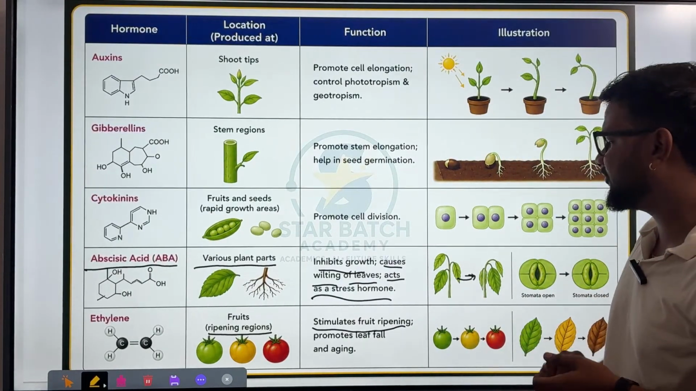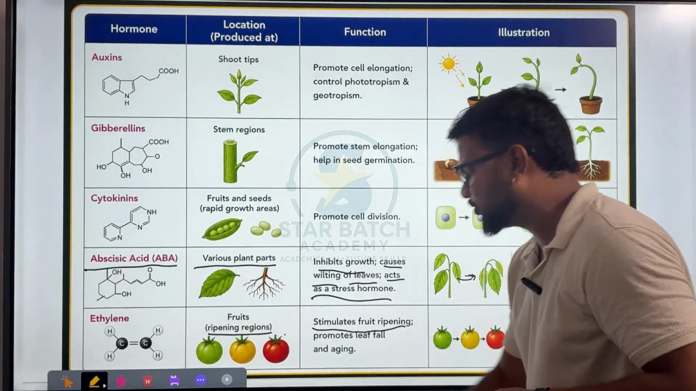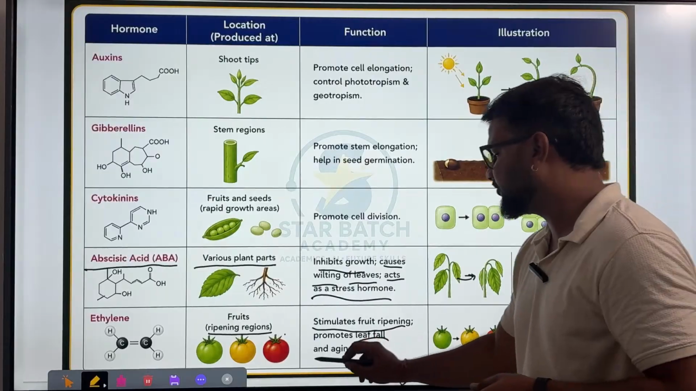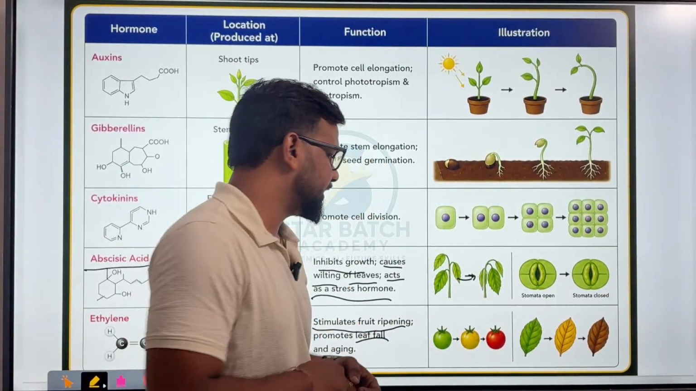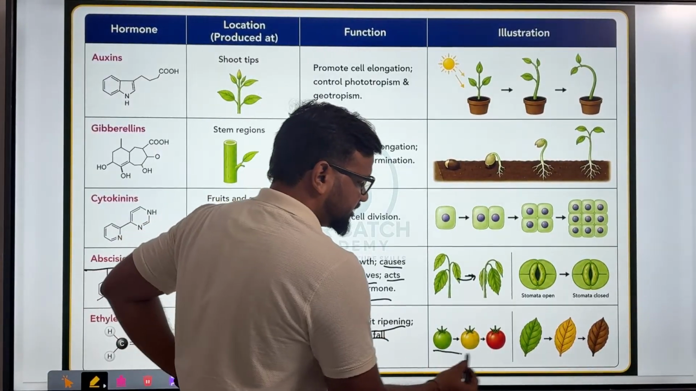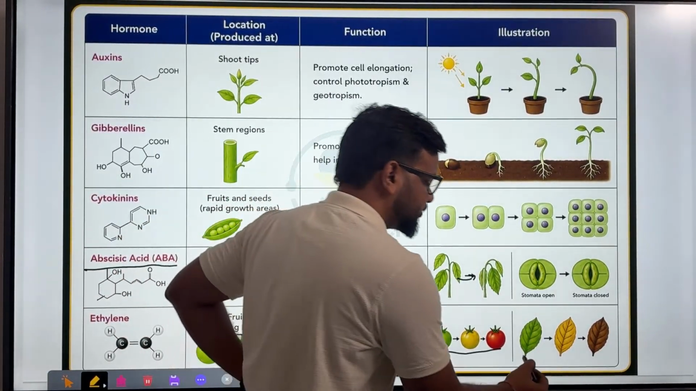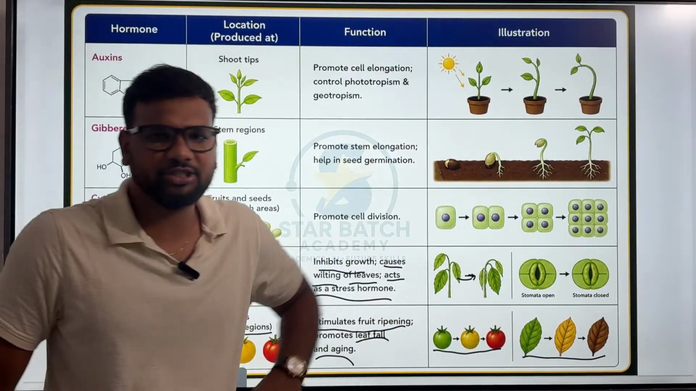The functions: it stimulates fruit ripening, which I already told you here. It promotes leaf fall and aging. So this is fruit ripening and this is leaf aging.